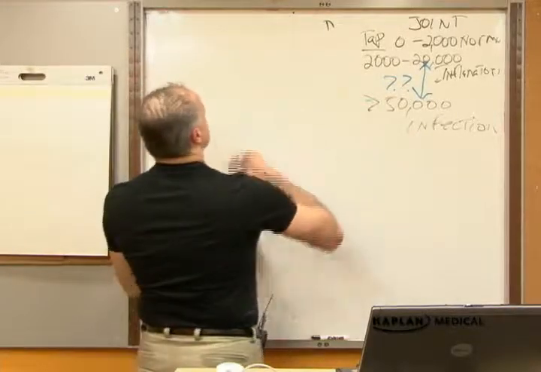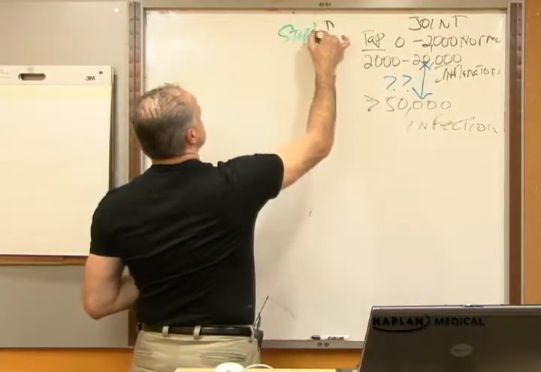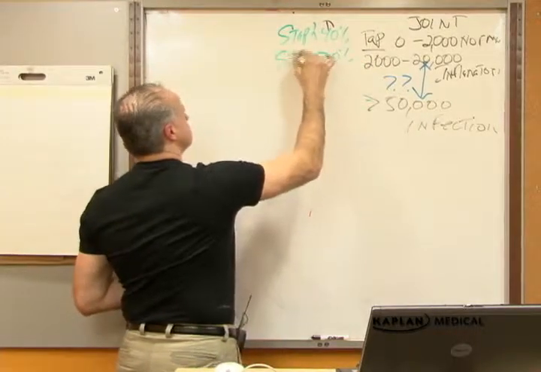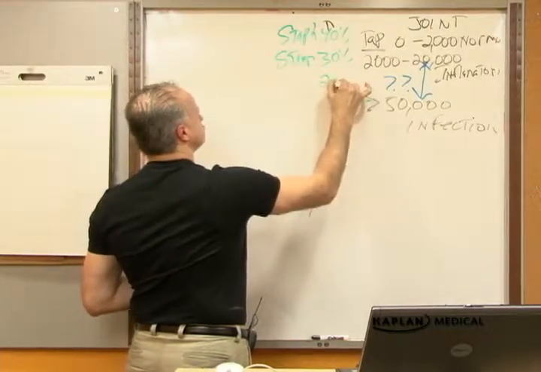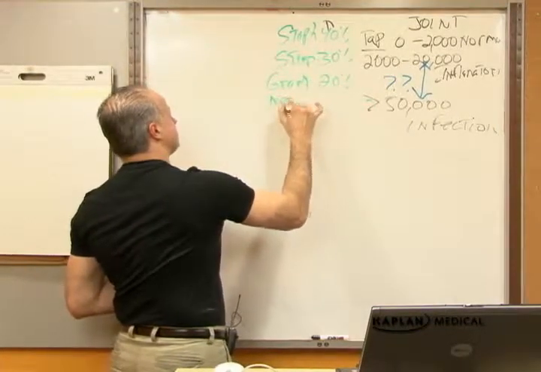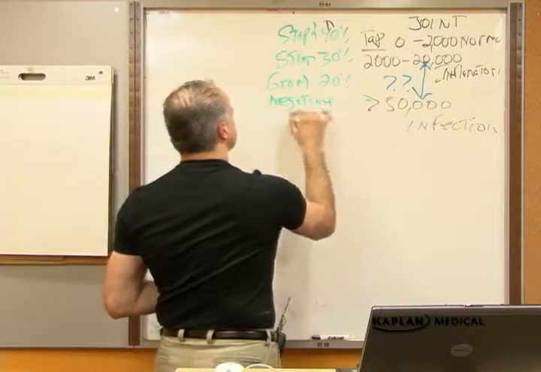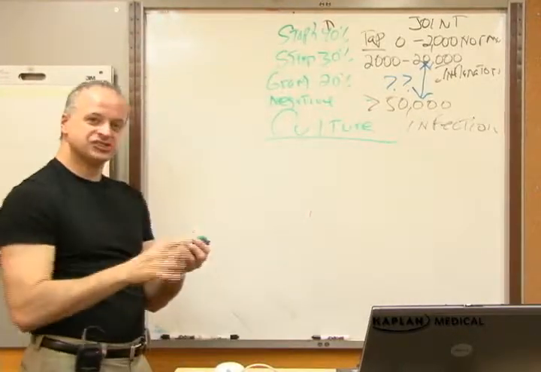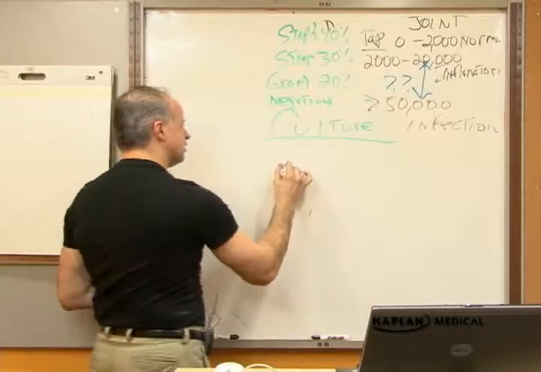If it is regular old joint infections, 40% staph, 30% streptococcus, 20% gram-negatives, then this will become very clear on the joint fluid culture. The real one that's hard to know is this: gonorrhea.